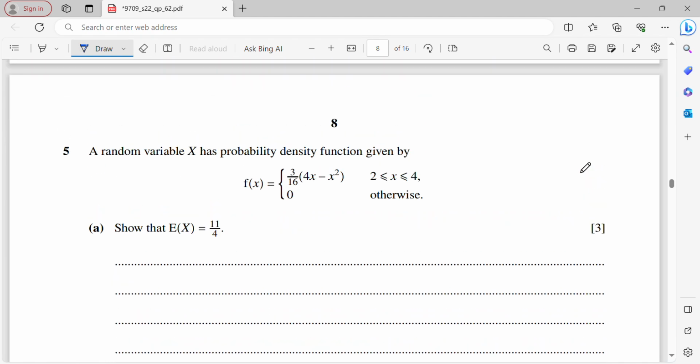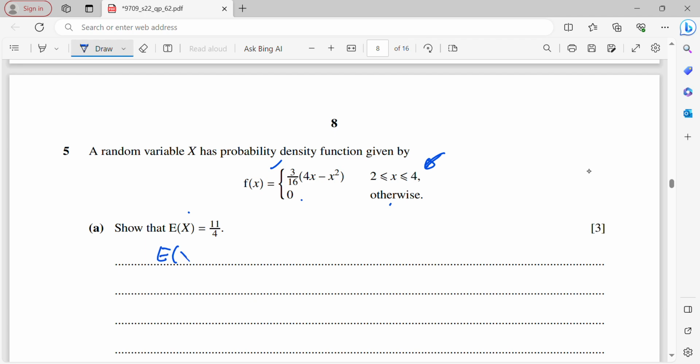Okay, now question number 5. A random variable X has probability density function given by this quadratic function, and it is defined for x from 2 to 4, inclusive both. For other x, it will be not defined because f(x) is 0. Show that E(X) is 11 over 4. E(X) is the expected value of X.